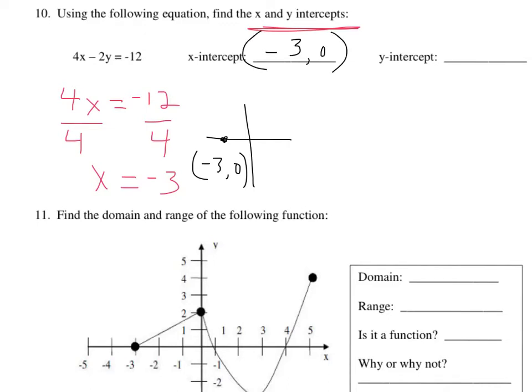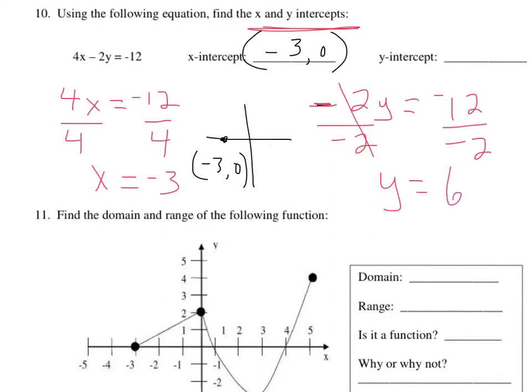Now for the y-intercept, I'm going to act like this 4x isn't here at all. And I'm going to write the problem as negative 2y equals negative 12. Now I just need to divide by negative 2 to find the value of y. So we divided by negative 2. It gives us 1y equals negative 12 divided by negative 2 is positive 6.